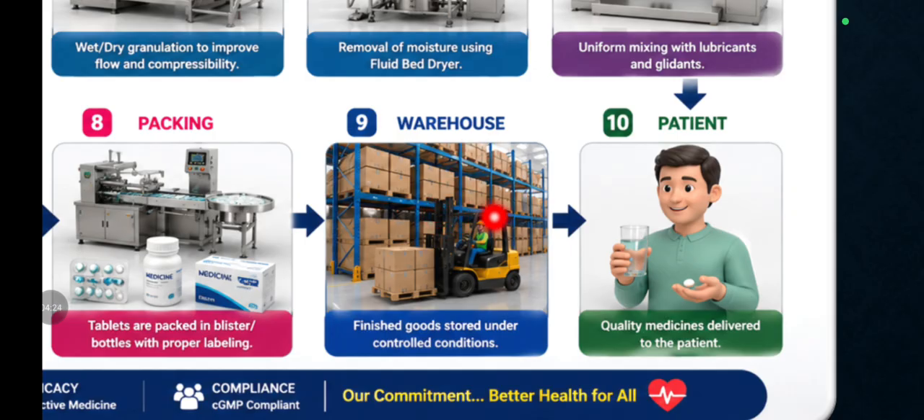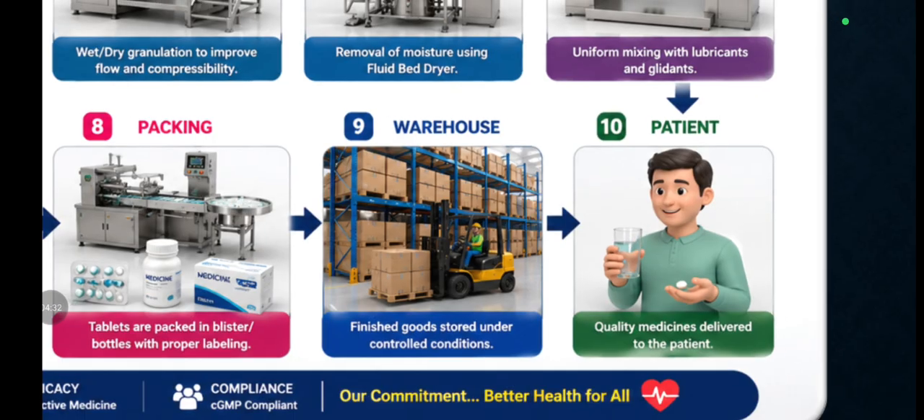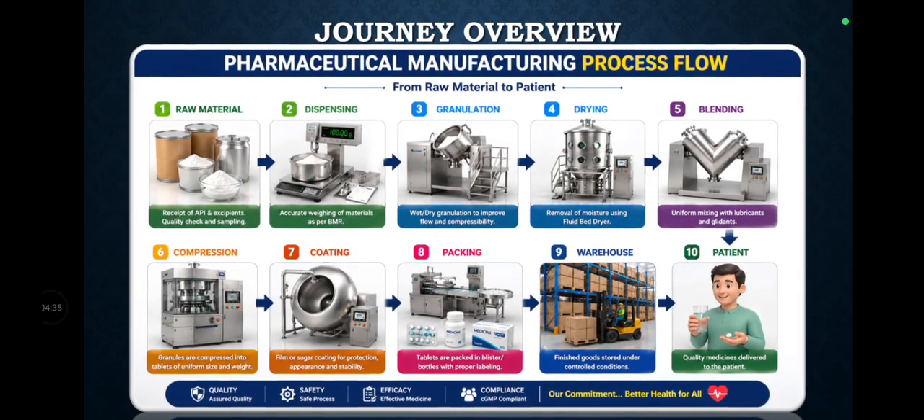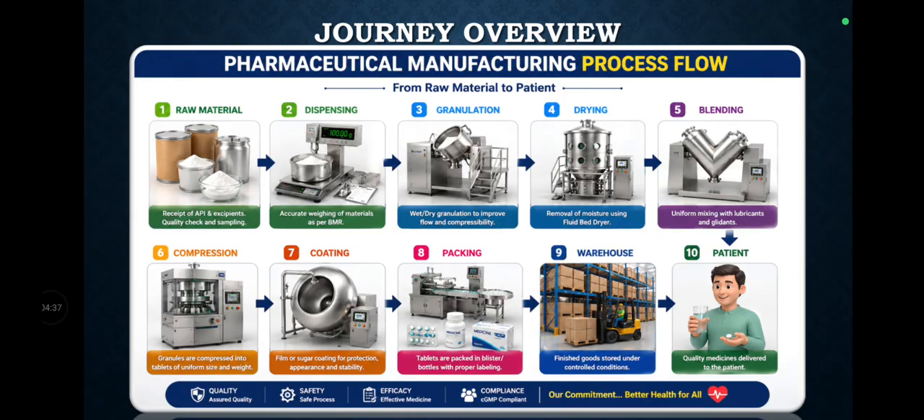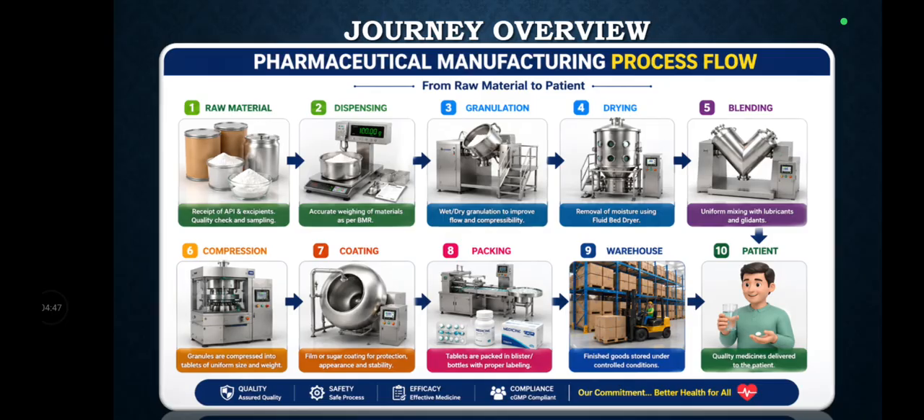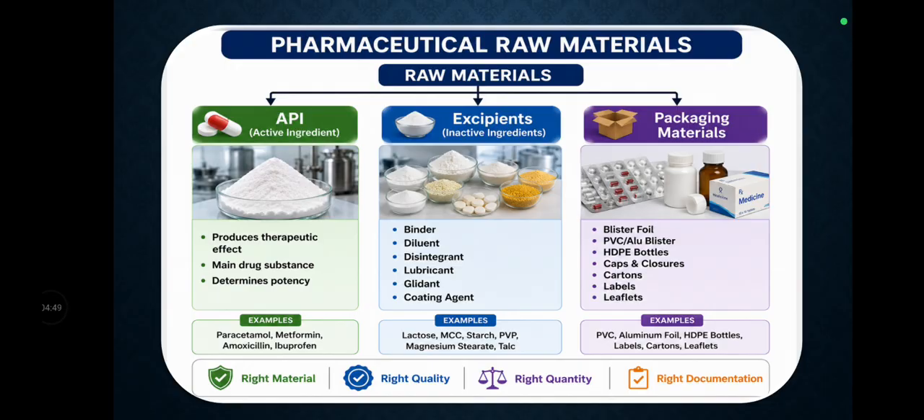After the warehouse, it will go towards the patient. Okay, quality medicines go towards the patient. So this is the total journey of the tablet manufacturing process, that we can say is the process flow of any dosage form. This is the example. Okay, so next we'll see what raw materials we are using.